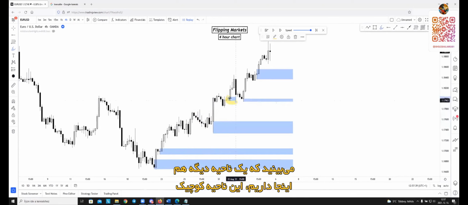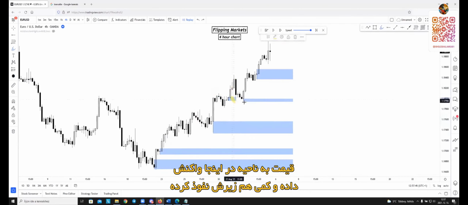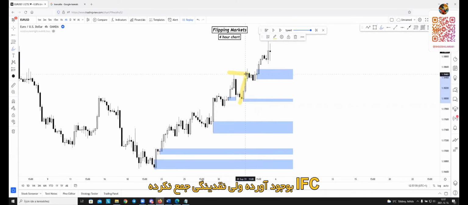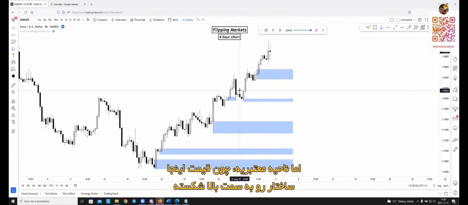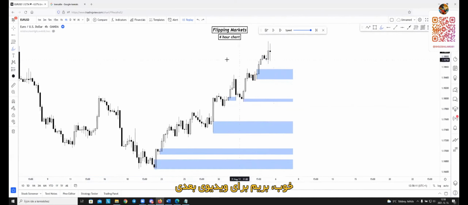As you can see, here's another zone, this small zone, because it created inefficiency to the upside, broke structure, collected liquidity. Price reacted on this zone here and just broke below a little bit. But after the break below, price created this demand zone again, broke structure to the upside, created inefficiency, and it didn't collect any liquidity, but it will be a valid zone. After this, price broke structure to the upside here with this candle, created inefficiency, and swept liquidity from this region. Okay, let's move on.